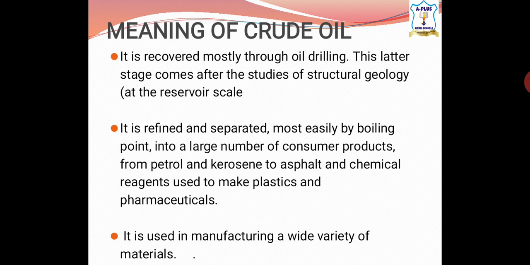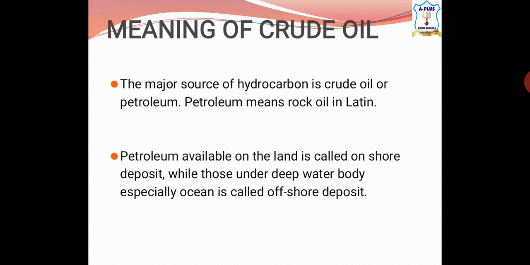It is used in manufacturing a wide variety of materials. You can use crude oil to manufacture so many varieties of materials. The major source of hydrocarbon is crude oil or petroleum. That is the major source. The major source of hydrocarbon is what? Crude oil or petroleum. Petroleum means rock oil in Latin. The Latins call it rock oil.